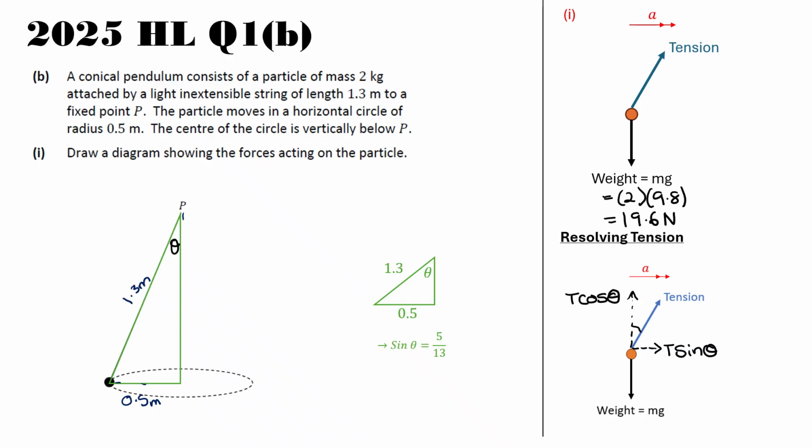In order to get cos, we need to work through this using Pythagoras to find that adjacent side. That adjacent side works out as 1.2, which then gives us cos as 12 over 13. We're going to need that for the rest of the question. So bear in mind that all this extra work that we've done is for the rest of the question. It's not needed for part 1.